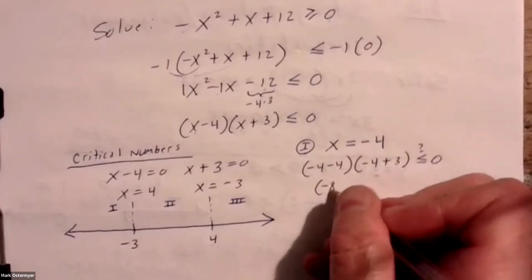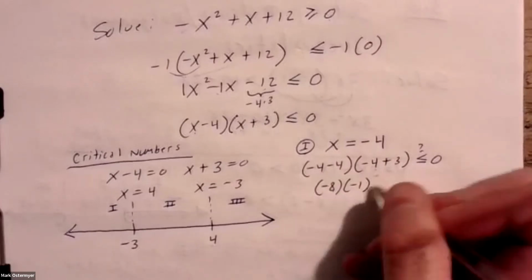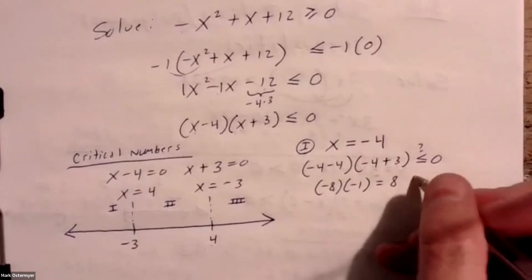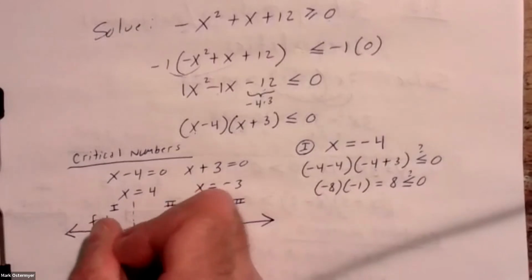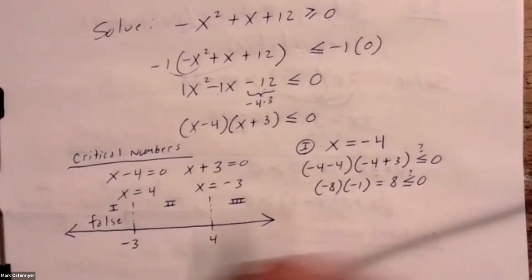This is going to be -8. This is going to be -1. Multiplying these together, you get +8. Is 8 less than or equal to 0? That's false. No solutions come from this interval.